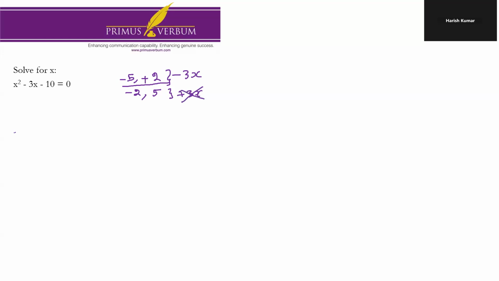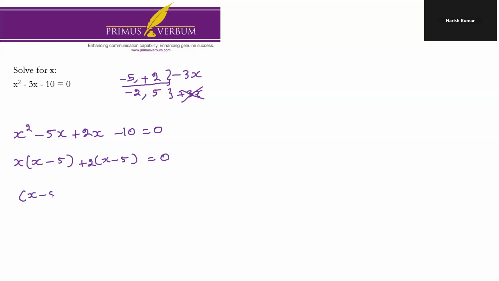So the above quadratic can be rewritten as x square minus 5x plus 2x minus 10 equal to 0. And I can factorize this as x square minus 5x and again x minus 5 I'll write and put plus 2 is equal to 0. So the two factors of this quadratic equation are x minus 5 and x plus 2. I equate both of them to 0, and therefore the values of x are 5 and minus 2.